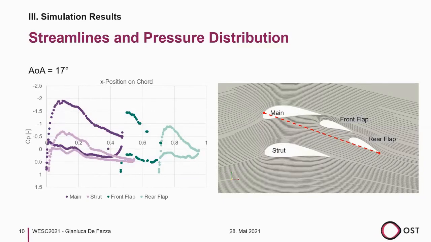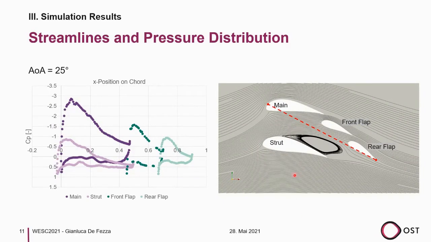But when we increase the angle of attack to 25 degrees, on the streamlines we recognize that some stalling is occurring, and also the strut pressure distribution is decreasing again.